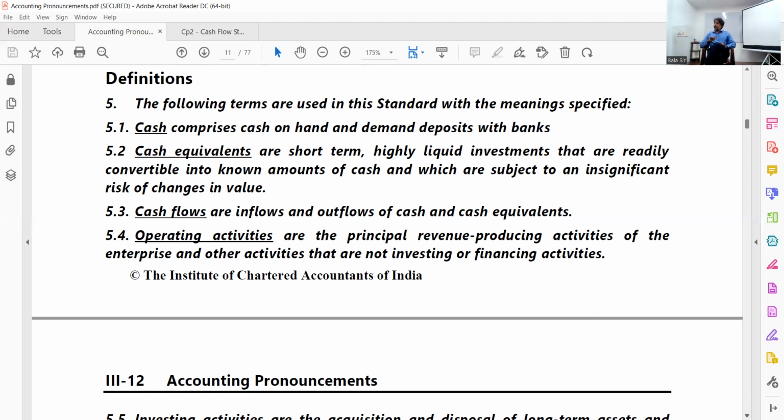Therefore, redemption of preference shares, or a share buyback, that's a cash outflow. Equity share buyback or redemption of preference share, cash outflow. Sir, how else can you raise money for your business?